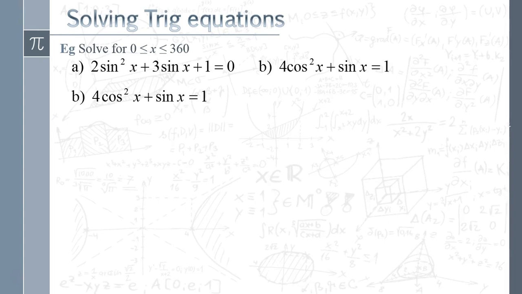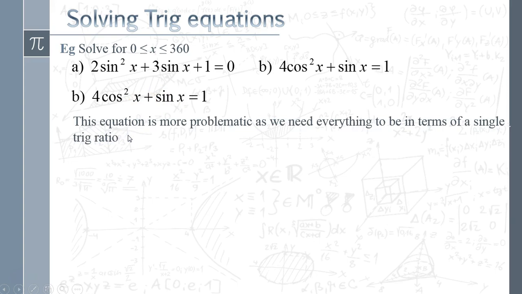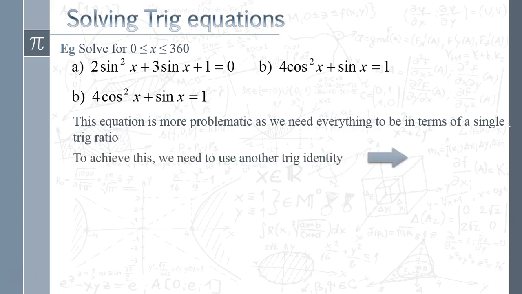Okay, moving on. Here's part B, and the issue with this one, same as before, when we had sine over cos equals sine, we had to use a trig identity. Here we've got 2 different ratios. We've got cos and we've got sine, whereas in the previous one, it was all just in terms of sine. What we've got to do is take this equation and express it all in terms of a single ratio. How do we go about doing that? Well, we're going to need the second of our identities. So here we go. Let's have a look at what's going to happen.